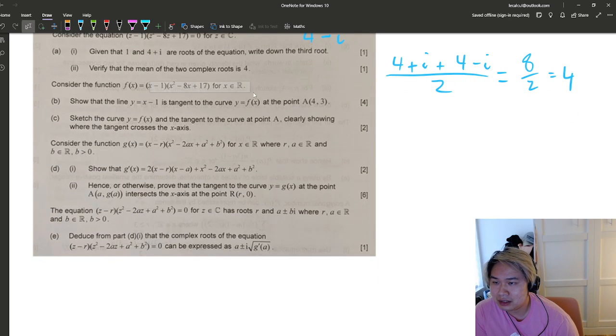Consider this function. So now we're talking about real polynomials. Show that the line x minus 1 is tangent to the curve at the point 4, 3. So this is a pretty standard calculus question. So we can find the derivative.